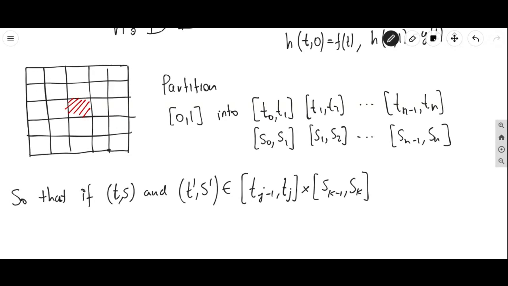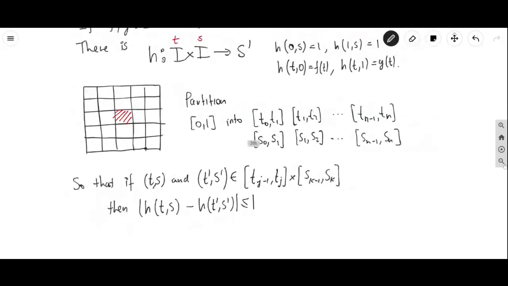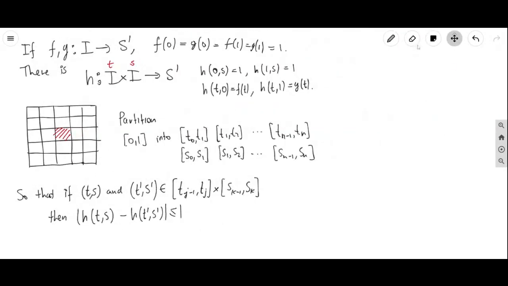So if both of them belong to that subinterval, if they're both sufficiently close together, then H, because H is the homotopy, H of T, S minus H of T prime, S prime would be sufficiently close to each other. So it will be within 1. Very similar to what we did before. It's the same idea. The main idea what this is based on is that this is compact.